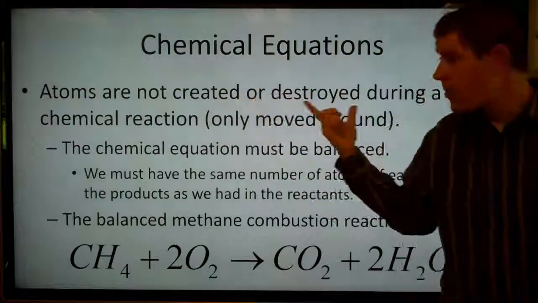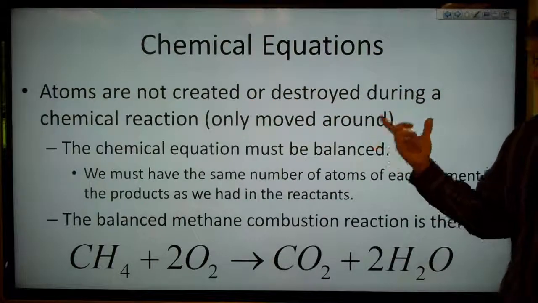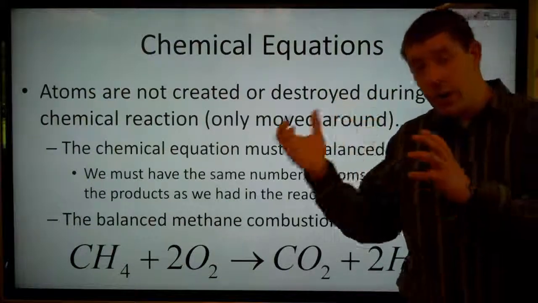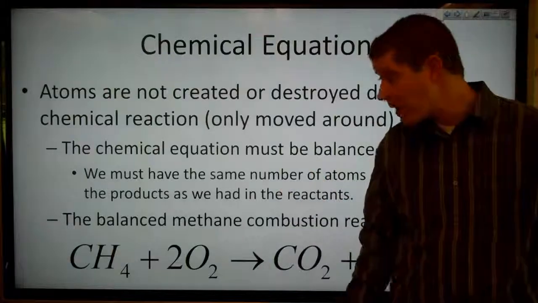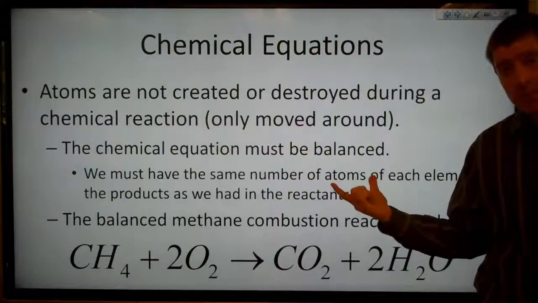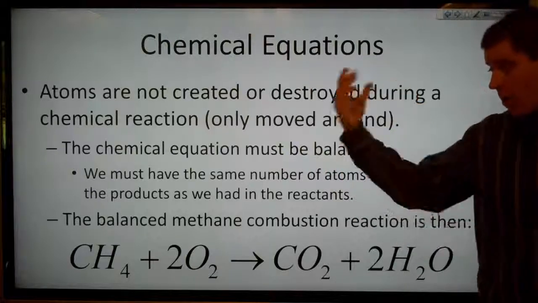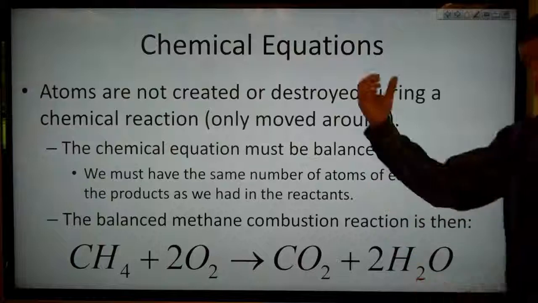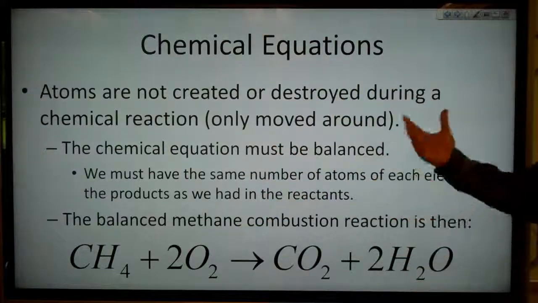Now, atoms are not created or destroyed during a chemical reaction. This is why mass is neither created nor destroyed. All we're doing is moving around atoms, bonding them in different ways. So the chemical equation must be balanced for numbers of atoms of each element. The carbon atoms on the left side must be the same as the carbon atoms on the right side, and the same for oxygen and hydrogen and so on.